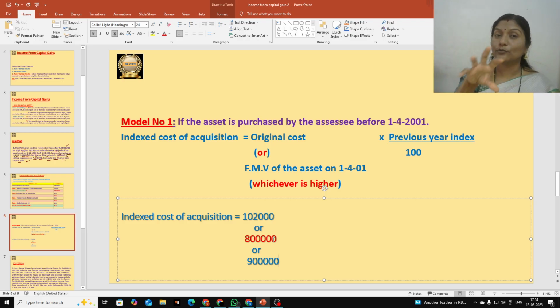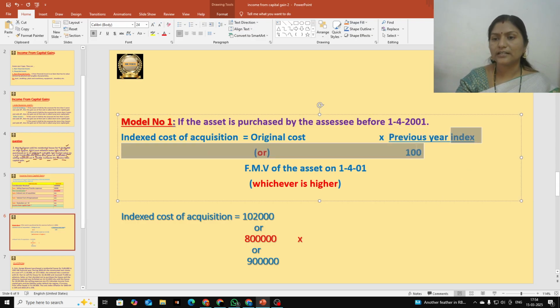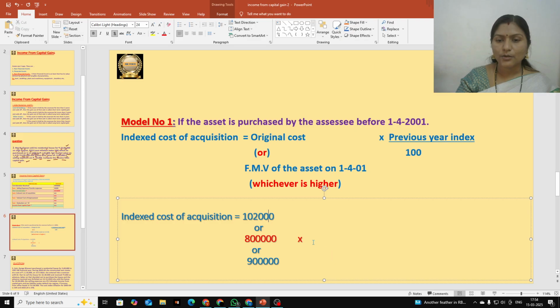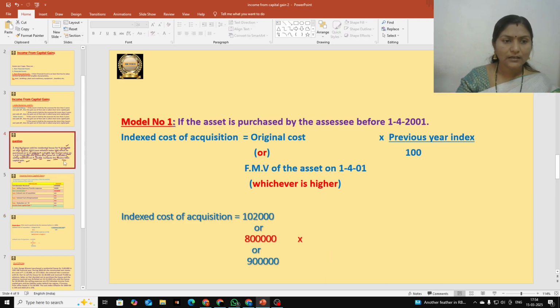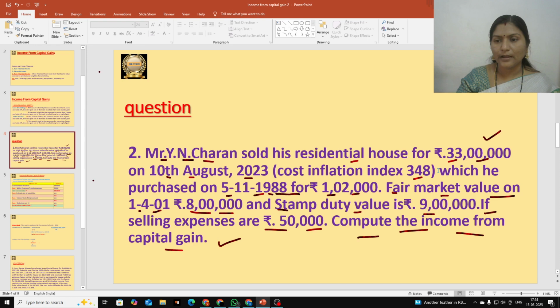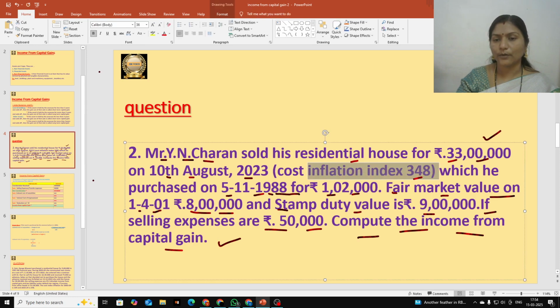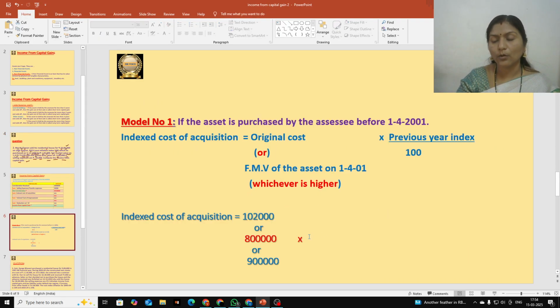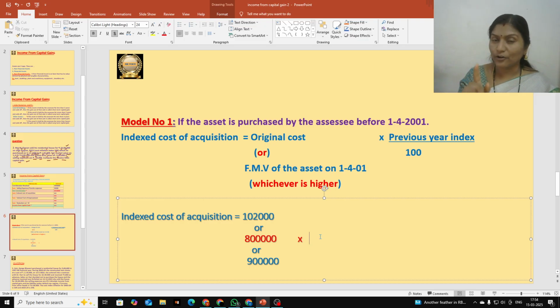Only the highest one out of those first two we are going to take. So the next 8 lakhs is selected. What is the previous year index number? Check the formula. Next we are going to take the previous year index and divide by 100. The previous year index number, you can see in the question, it is available, and remember that one number, that is 348. Sometimes it will be given in the question, sometimes it will not be available in the question.